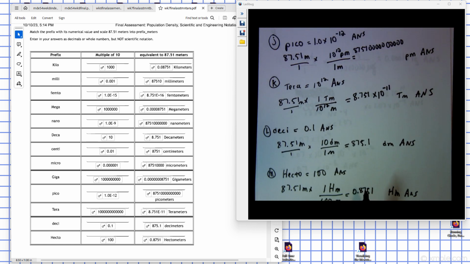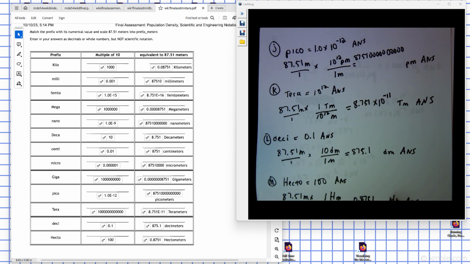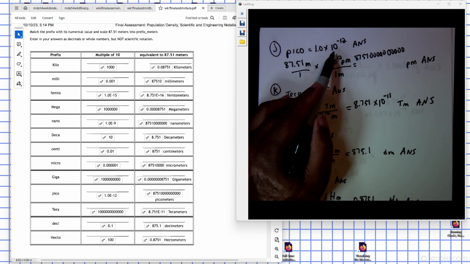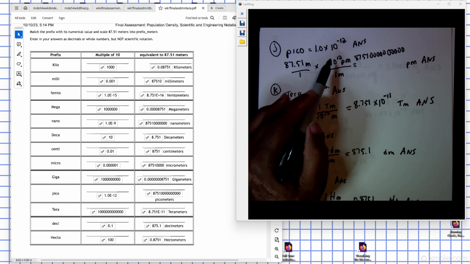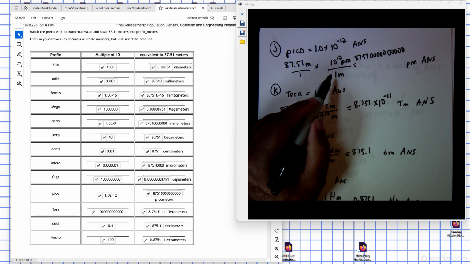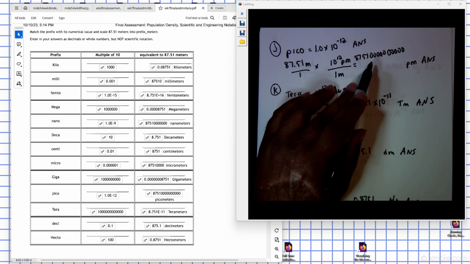Looking at J, H, and I, we're doing more of the same from the conversion chart, but it's pico, going to be 10 to the minus 12. Then they want to convert everything to picometers. So we multiply out, and this is what we get for picometers here.